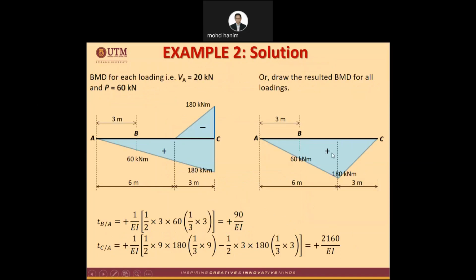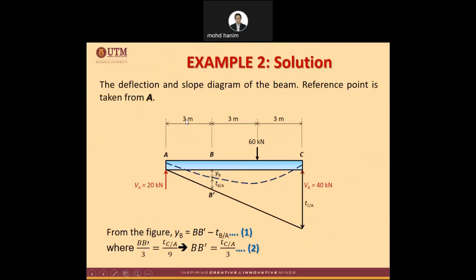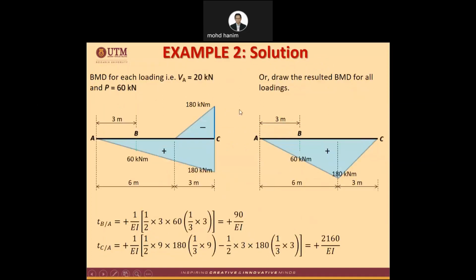Okay, next. So this is the moment diagram. But we can also divide this moment diagram into 2 and then overlap each other. This is due to VA equal to 20 kilonewton here, and this one is due to P 60 kilonewton.